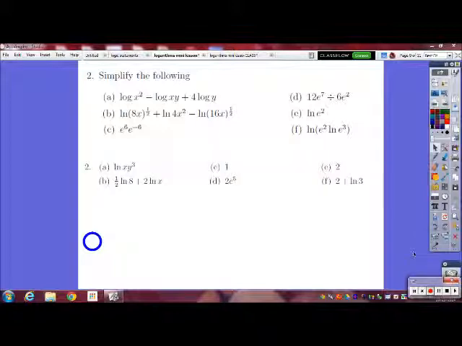So here are the solutions for A through F. Keep in mind that for F, e squared times natural log of e cubed, that's a product, so you could separate it using addition. You'd have natural log of e squared plus natural log of e cubed. And so that would help you simplify to F.